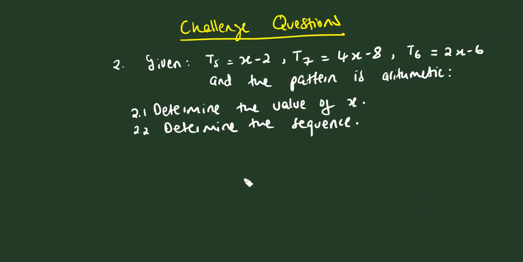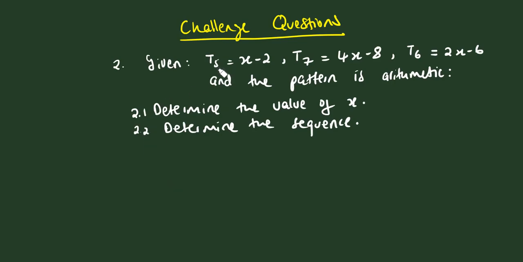The second one is this one. You are given that T5 is x minus 2, T7 is that, and T6 is that, and the pattern is arithmetic. Determine the value of x. Interesting, right? Well, first of all, you need to remember that for an arithmetic sequence, there is a constant difference. It means the numbers that are following each other, when you subtract them, the difference will be the same.